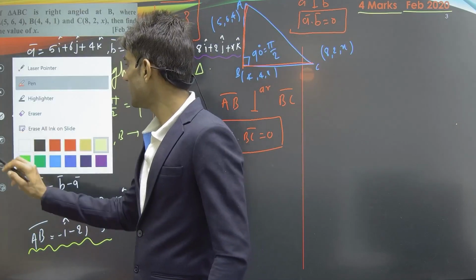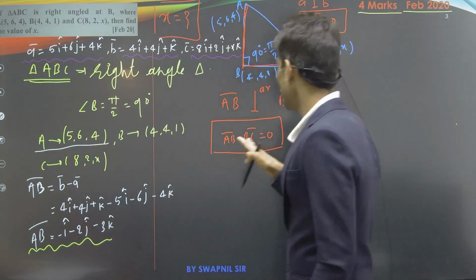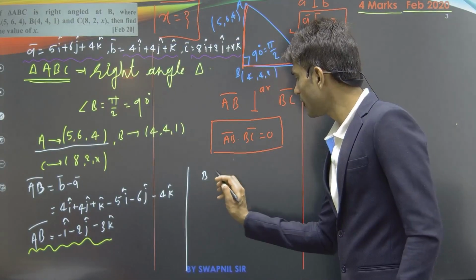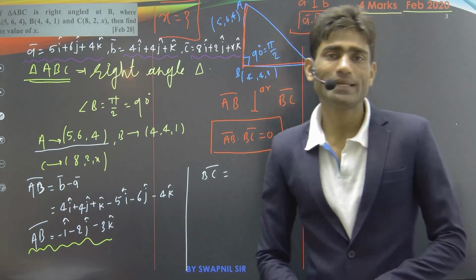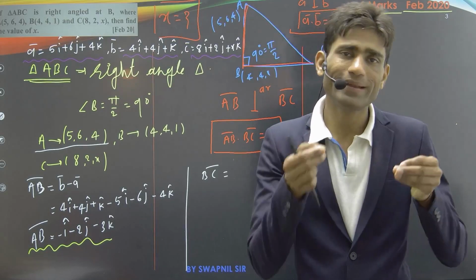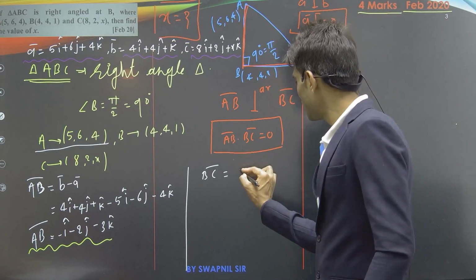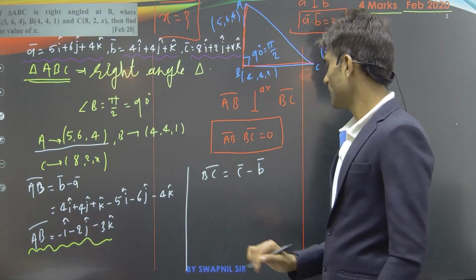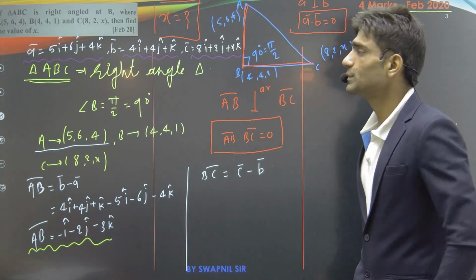Similarly, go for finding the vector BC bar. I found the vector AB bar, and similarly I want the vector BC bar. Vector BC bar can be written as position vector C bar minus position vector B bar.